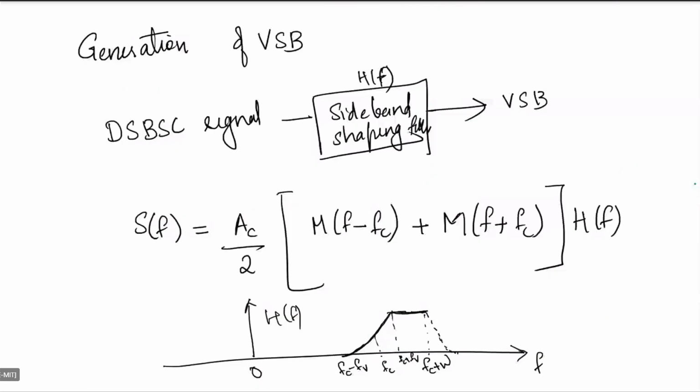So what is the generation procedure for this vestigial sideband modulation? This DSBSC signal is there. Passing it through a band pass filter, you will get an SSB signal, but you have to pass it through a sideband shaping filter. It is the same band pass filter only. You will get a VSB modulation. This is the expression for the sideband shaping filter, and this is the frequency domain description, the spectrum for that. So it is a band pass filter with a transition band, not a sharp cutoff.